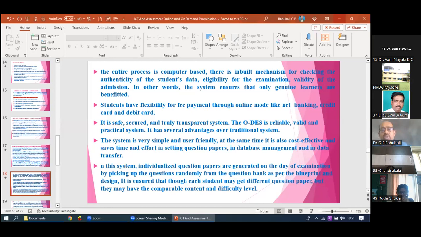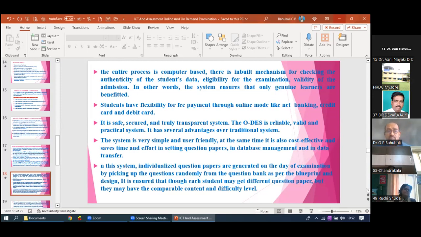And it is a safe, secure, and truly transparent system. ODS is a reliable, valid, practical system. It has several advantages over the traditional system because it is fast and furious in terms of giving the result to the student. And the system is very simple and user-friendly. User-friendly means examinee-friendly, not in terms of carrying out malpractices, since all such things are taken care of while conducting. But in other aspects, it is examinee-friendly in terms of time and other things.